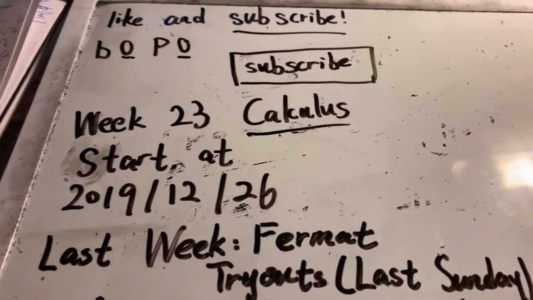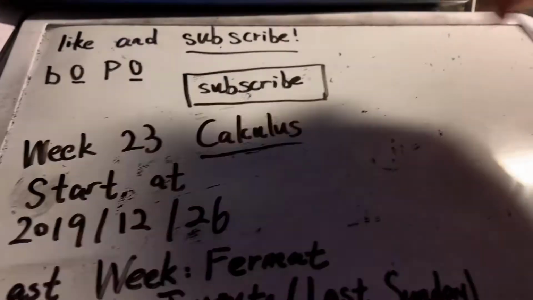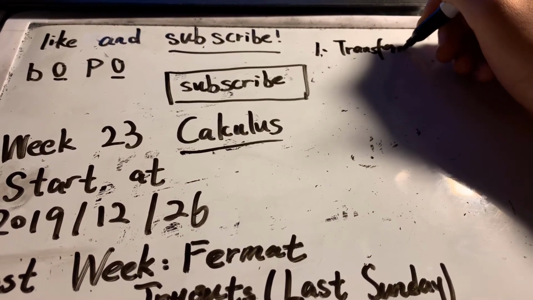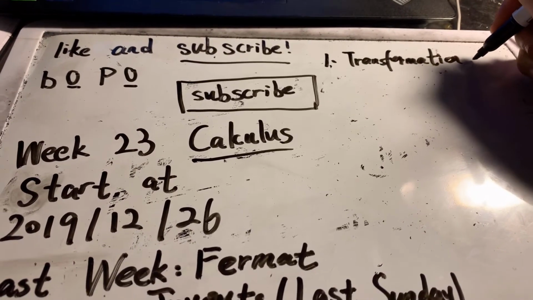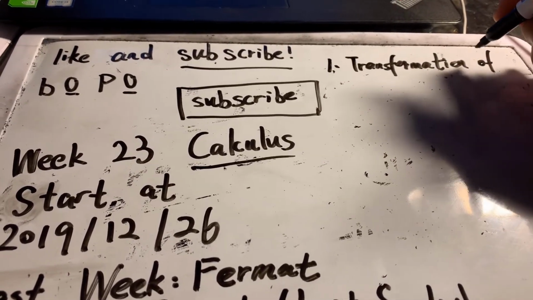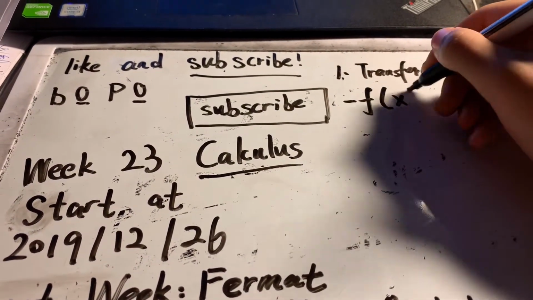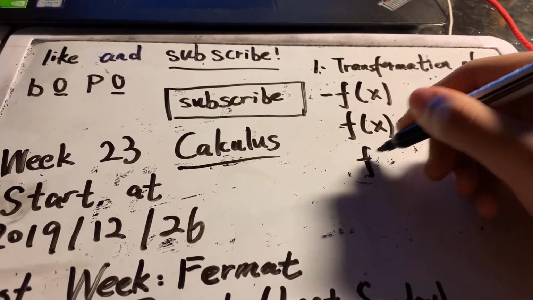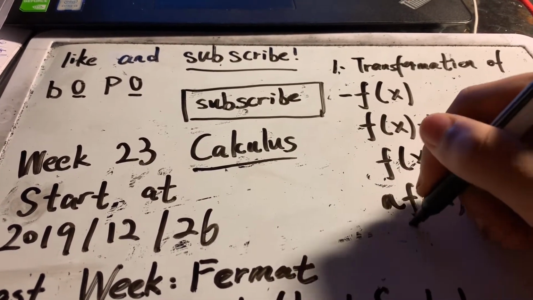So we are going to talk about some small things before we start calculus. The first thing is transformation of functions. It is in the first chapter of pre-calculus. There are several important transformations. First is this, second is this, third is this, fourth is this, and fifth is this.